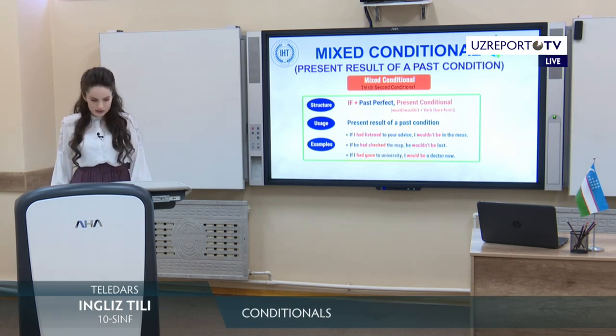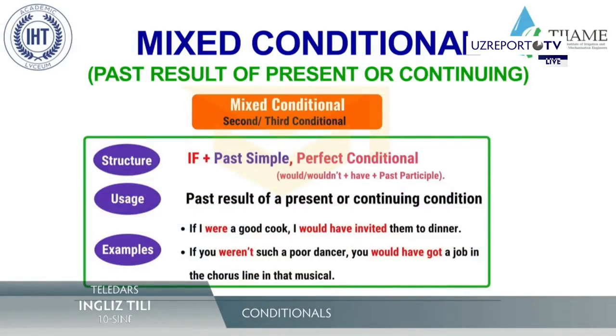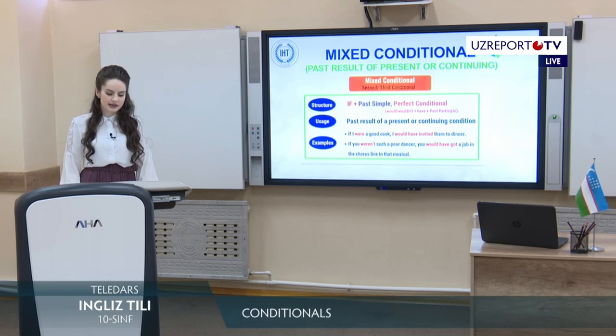And now please look at another type of mixed conditionals, where we have a past result of a present or continuing condition. The structure is another, again, if, the conditional word, plus past simple. If before, in the previous type, I told you that in the conditional part you had your condition from the third type, so now you have it from the second. And in your resultative part, if before you had the second result, now you have the third type result.